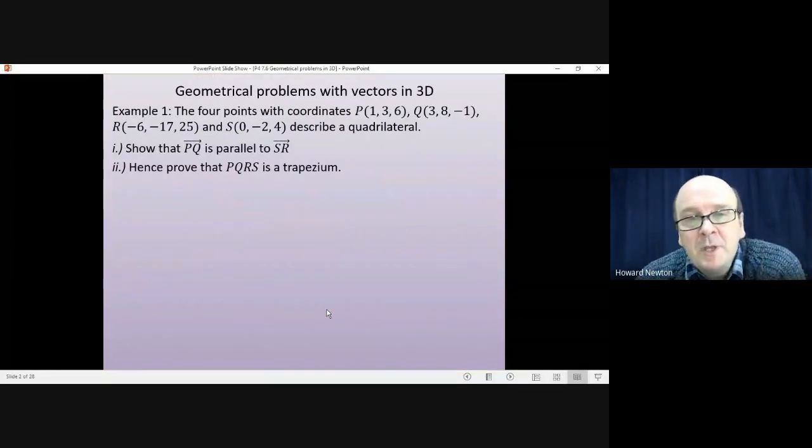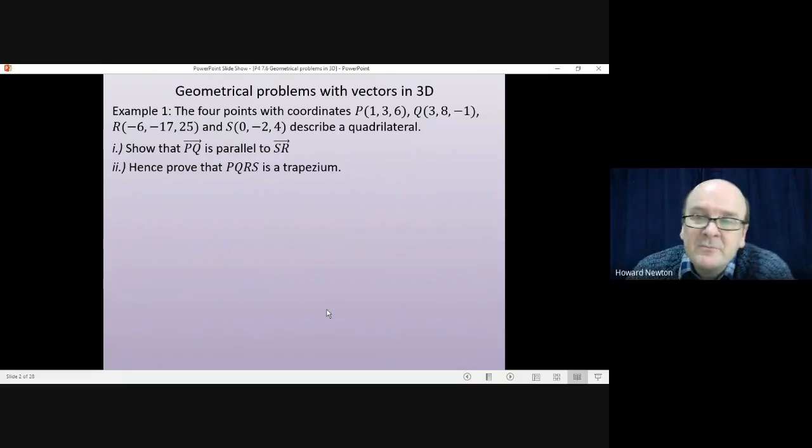So example 1, the 4 points given by the coordinates P, Q, R, and S describe a quadrilateral. First of all, show that PQ is parallel to SR, which means the one vector should be a multiple of the other vector, and hence prove that the quadrilateral PQRS must be a trapezium. Okay, have a go at this yourself. Pause the video, come back to me when you're ready.